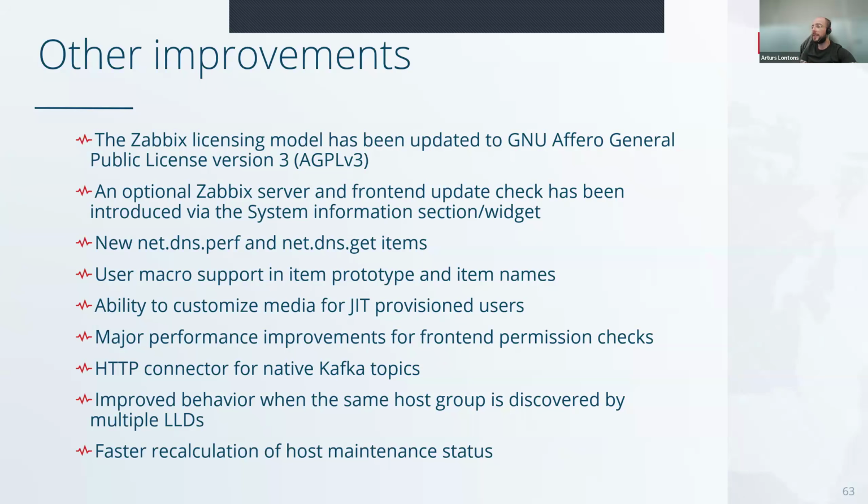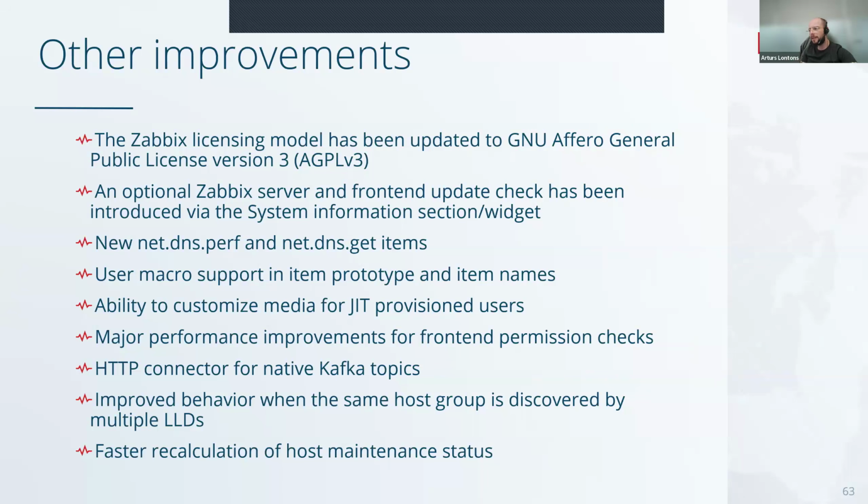We've introduced new DNS items: a DNS performance item that checks the DNS performance of the endpoint, and a DNS get item that gets various DNS statistics in JSON and can be used as a master item. We've added user macro support in item prototype and item names. We further improved just-in-time user provisioning. We've enabled the ability to configure media for users provisioned by JIT provisioning.